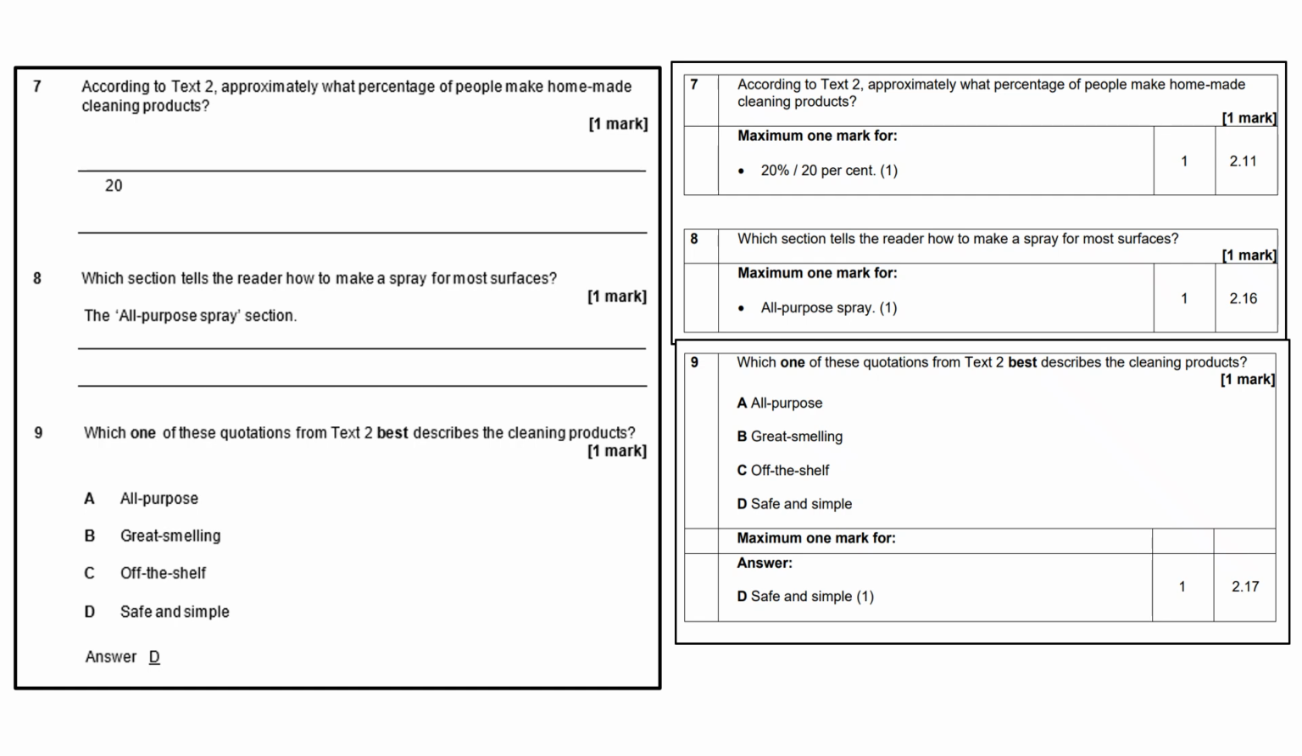Question 9 is a 1-mark multiple choice question. And this is looking at recognising levels of formality and bias. Here the focus is on vocabulary, and the learner is presented with 4 words and phrases from text 2, and they must select one that best describes the products. The only answer that applies to all of the products in text 2 is D, safe and simple.